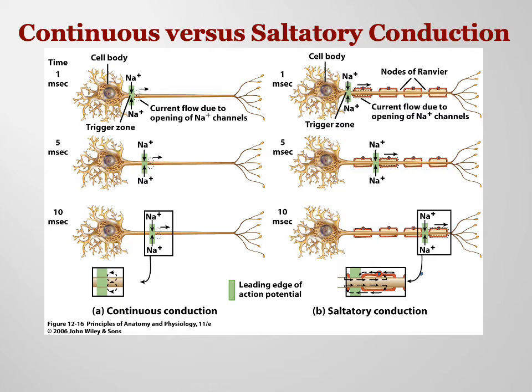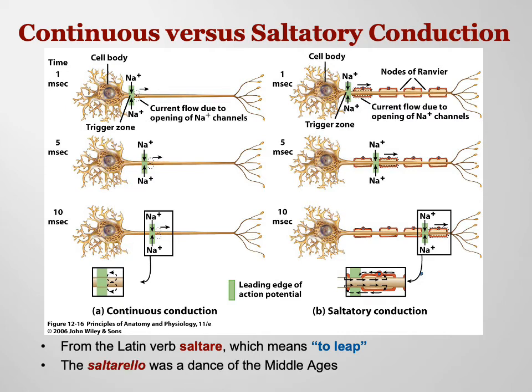So that's saltatory conduction. Now, by the way, you might think saltatory conduction is because of salt, because, remember, the ion channels on the axon are sodium and potassium channels? Well, that would be a reasonable thing to think, but that's not true. It turns out that it comes from the Latin verb saltare, which means to leap. So in this case, the action potential is leaping over the myelin sheaths from one node to the next. So that's why it's called saltatory, because it's leaping, okay?